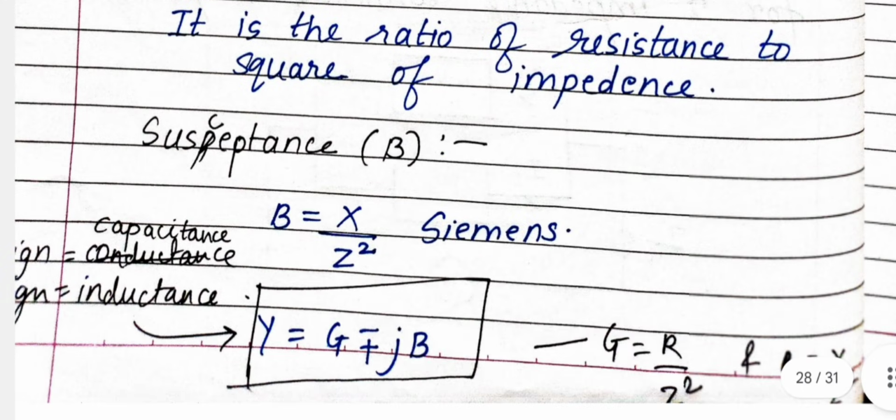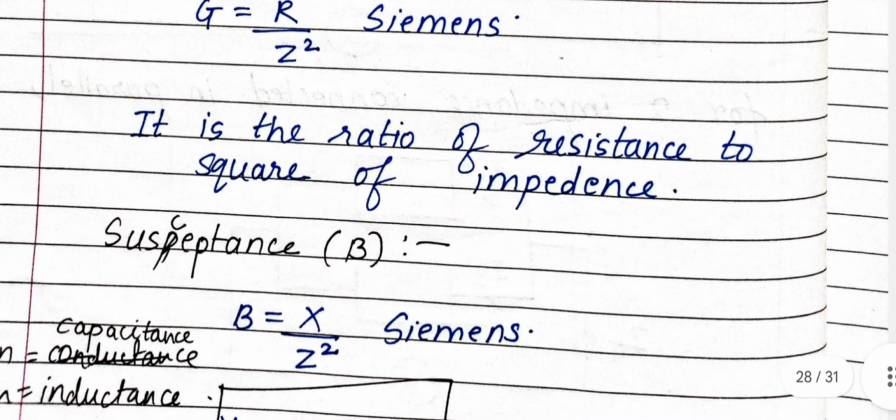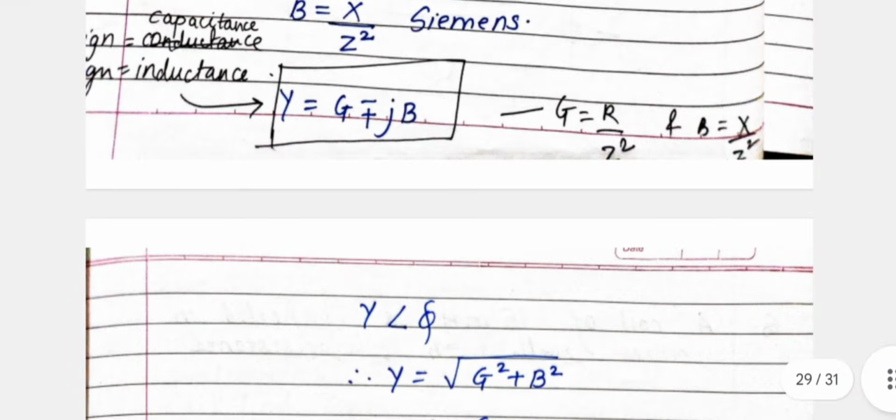So you can write, and it is denoted by B. Remember, X upon Z square, Siemens. What you can write? It is the ratio of X, the reactance, upon Z square, that is the square of impedance. That is your susceptance. Okay, these were the very important definitions.